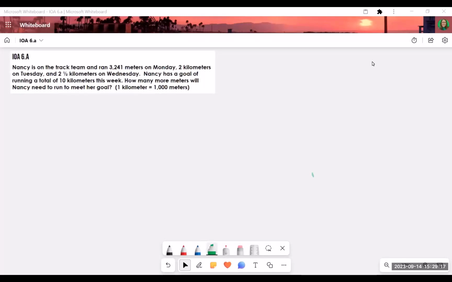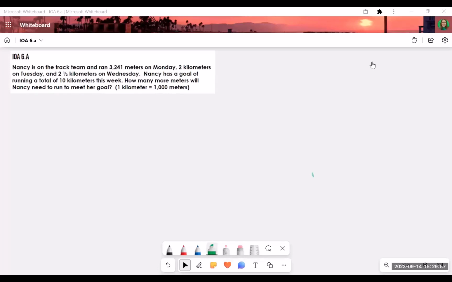Let's look at an instructional strategy for IOA 6A, solving a multi-step metric measurement problem. Nancy is on the track team and ran 3,241 meters on Monday, 2 kilometers on Tuesday, and 2.5 kilometers on Wednesday. Nancy has a goal of running a total of 10 kilometers this week. How many more meters will Nancy need to meet her goal? I'm also given that 1 kilometer equals 1,000 meters.